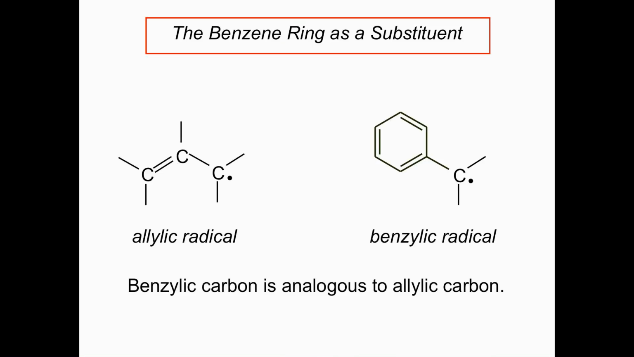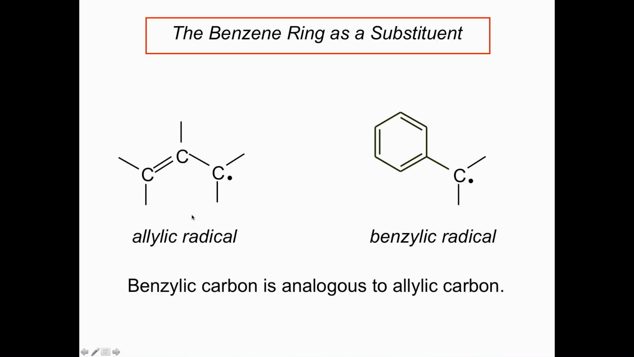So let's begin by considering benzene ring as a substituent. Recall from last week you learned about the chemistry of allylic carbons. In this case, we have an allylic radical. Remember, an allylic carbon is any carbon that's bonded directly to a vinyl carbon. Benzyl or benzylic carbons are any carbons that are bonded directly to benzene ring. So in this case, we have a benzylic radical.